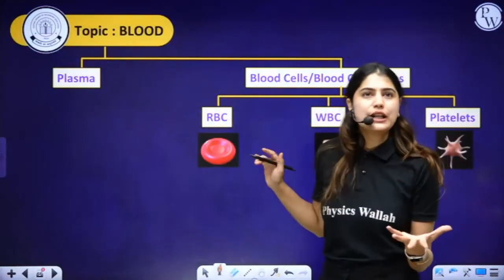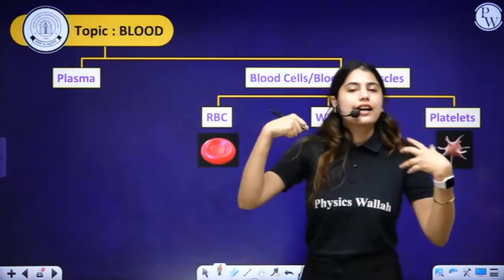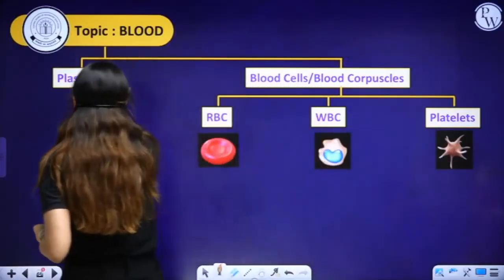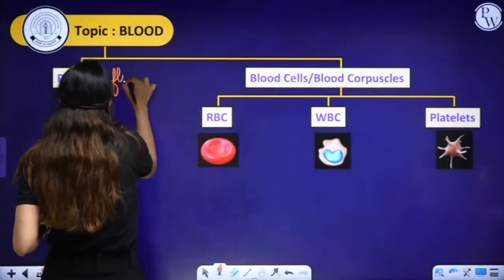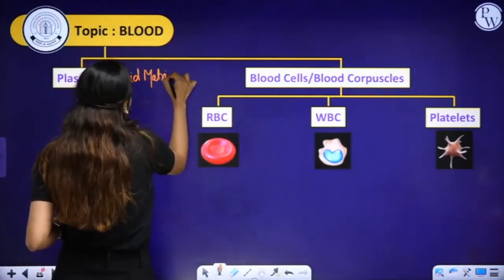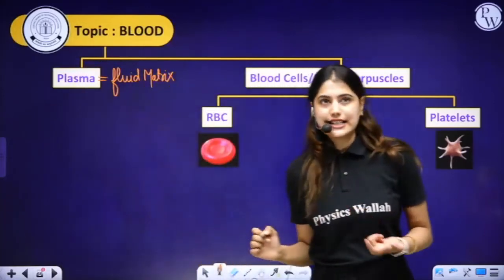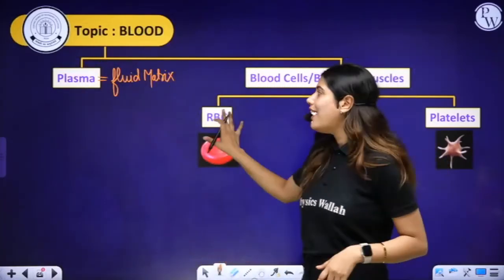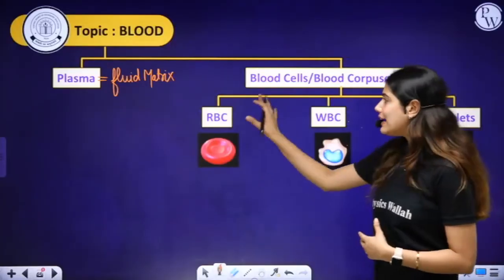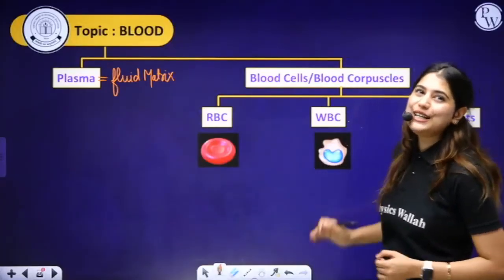So blood is made up of two things, the cells and the fluid. The fluid is called as the matrix. So that fluid matrix has a special name called as plasma. So we have a fluid matrix here called as the plasma, and obviously there are cells there. There are three types of cell: RBC, WBC, platelets. You all know the full form: red blood cell, white blood cell, and platelet.